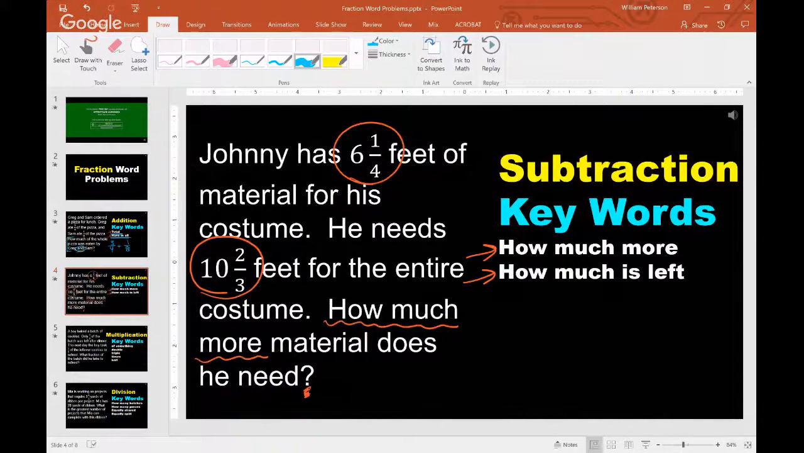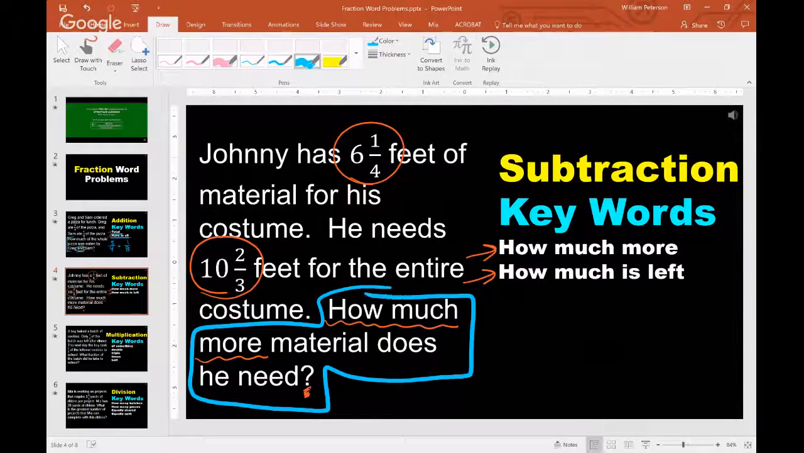So for subtraction, we look for this key question right here. Let's read the whole thing. It says Johnny had 6 1/4 feet of material for his costume. He needed 10 2/3 feet for the entire costume. How much more material? I had to underline for a reason. That's a really good reason. This is the key that's going to tip you off. That's going to be subtraction. I think we're all set with addition and subtraction.